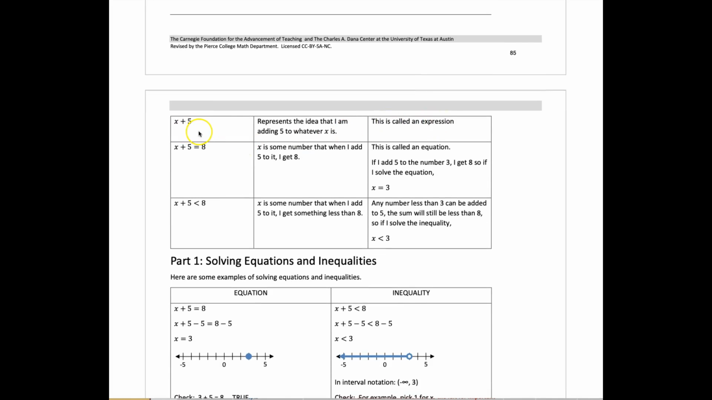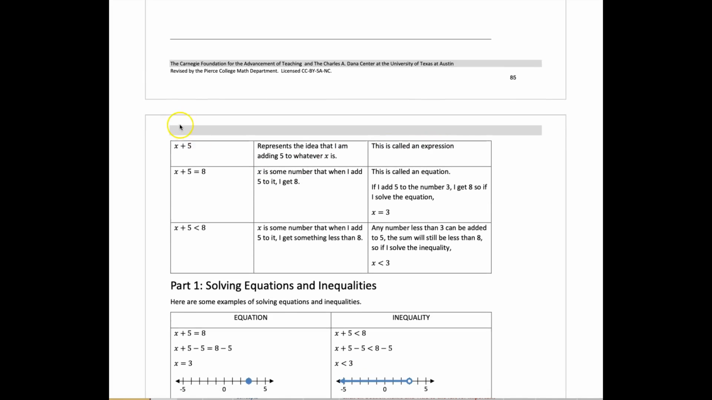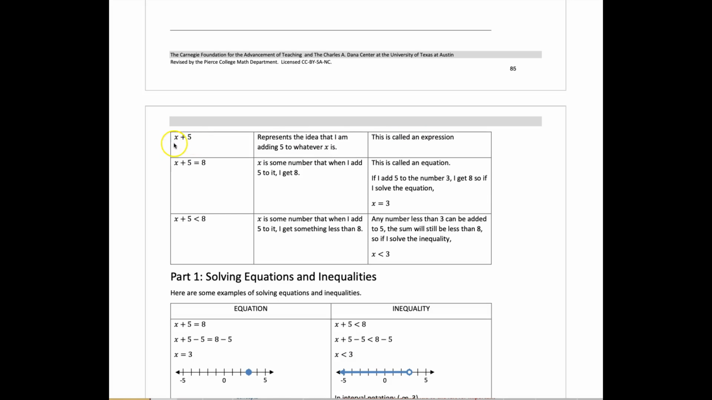And then you get into an expression here. The number I'm thinking about, add 5 to it. The number that we're looking for, add 5 to it, whatever the number is. It's an expression. This is an equation. You would then solve it. X is some number. When I add 5 to it, I get 8. What's that number? That's an equation.